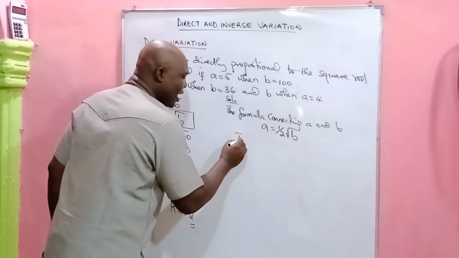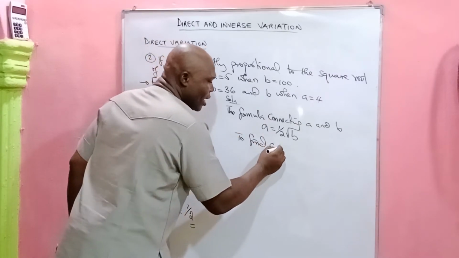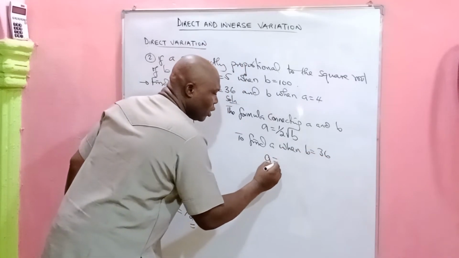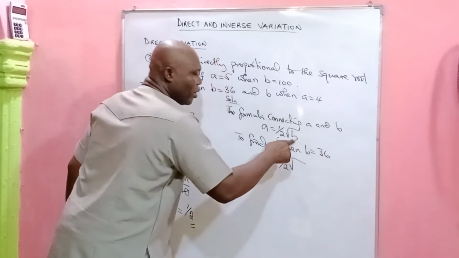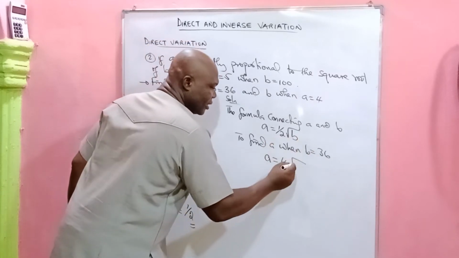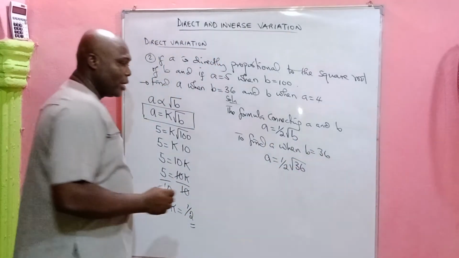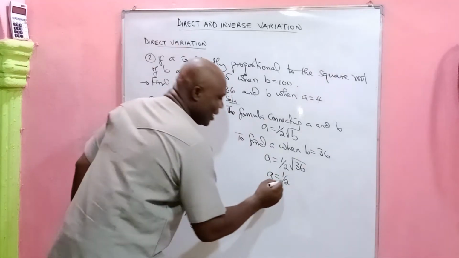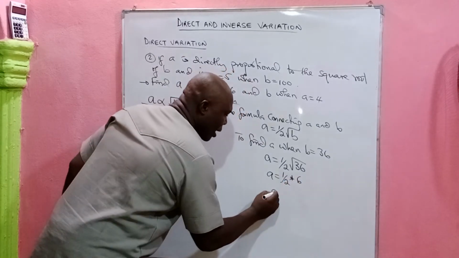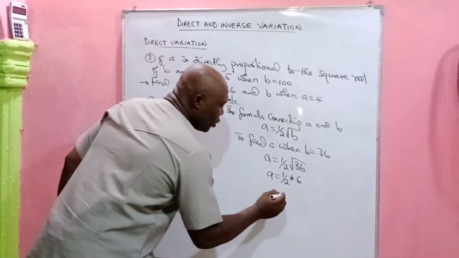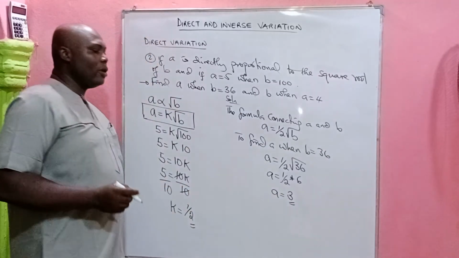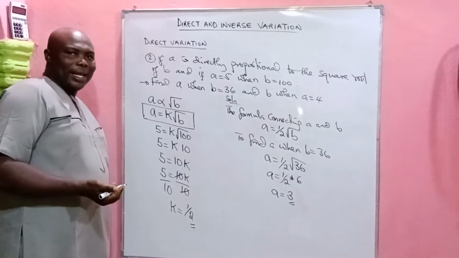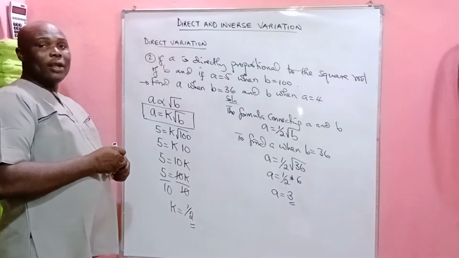So to find A when B is 36, we have A is equal to half of the square root of B. The square root of B is 36, so we have the square root of 36. So our A will be equal to half of the square root of 36, which is definitely 6. So A is equal to half of 6, which will give us 3. So our A is 3. Is that simple? So we've been able to find one.